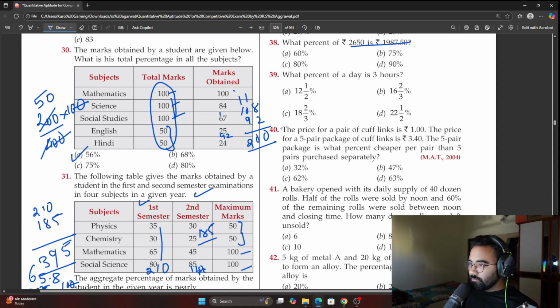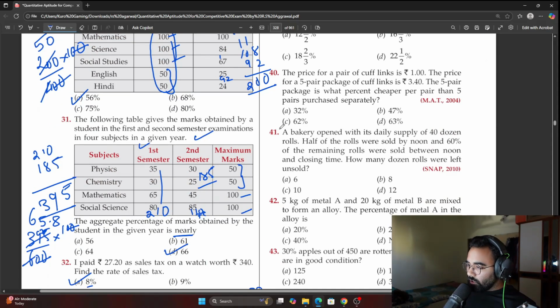All right, 39. What percent of a day is 3 hours? So total number of hours, that is x percent of 24 is equal to 3. Again, this is pretty straightforward and pretty easy. Let's go to the 40th one.